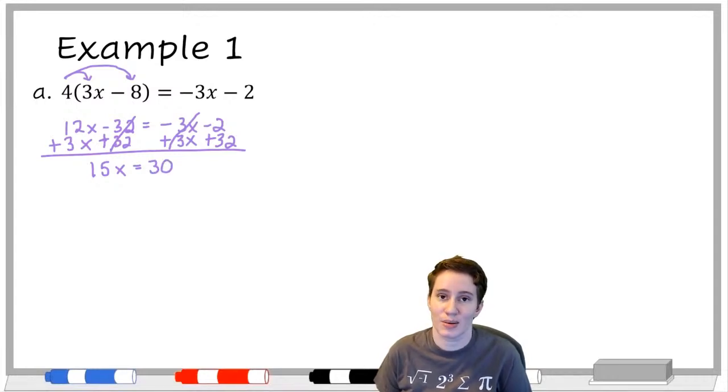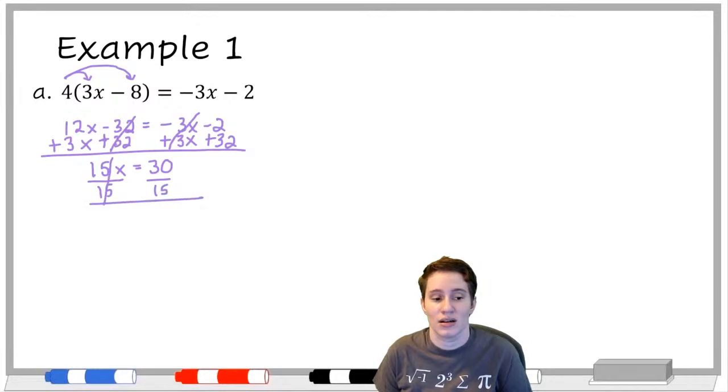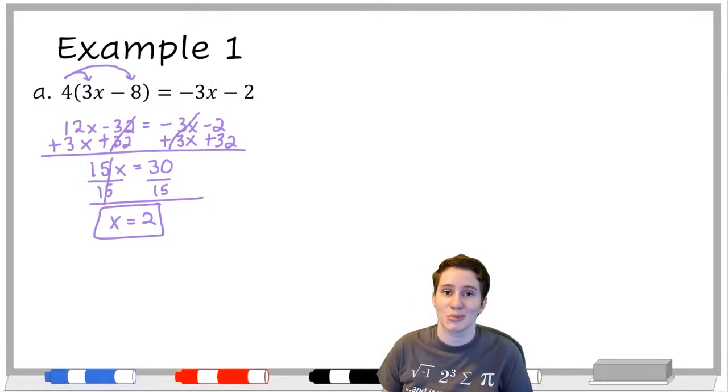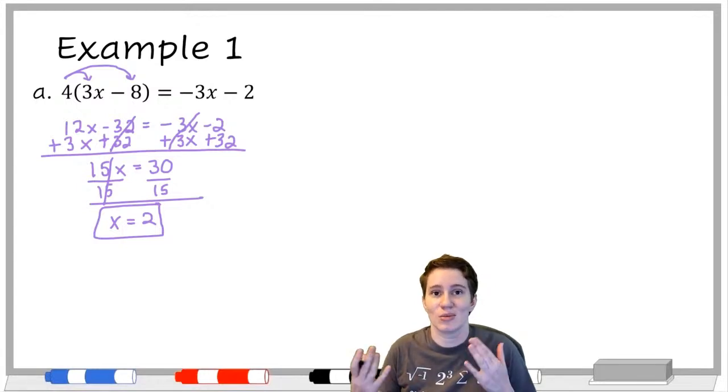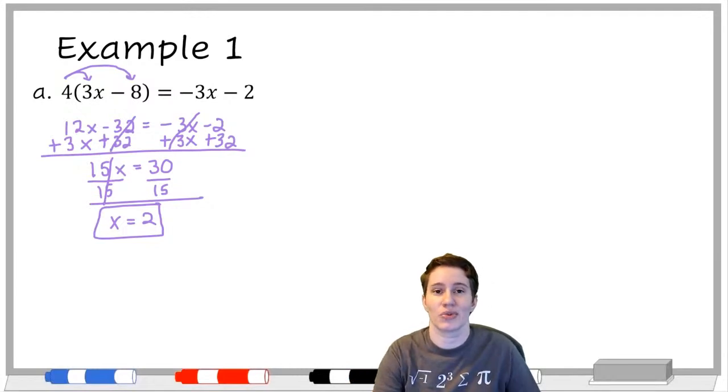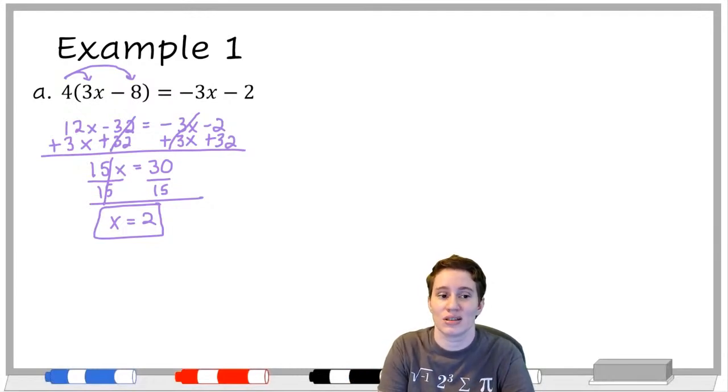And now my final step is to go ahead and keep working to isolate this x. So I'm going to divide both sides by 15, and I get the answer x equals 2. So how was that? Not too bad, not too much more complicated than what we did last lesson, but we're going to see that there's going to be more things each of these examples that I do. So get ready for example 1b.